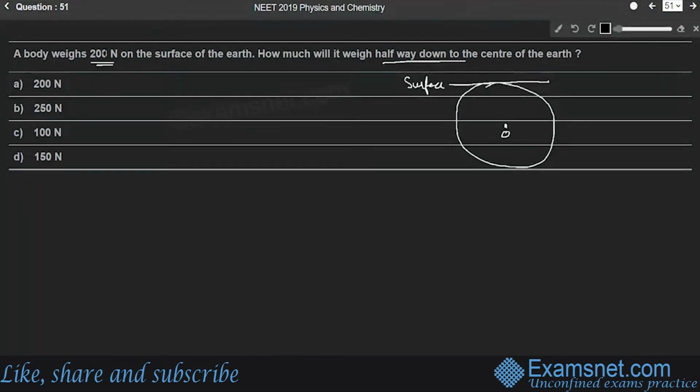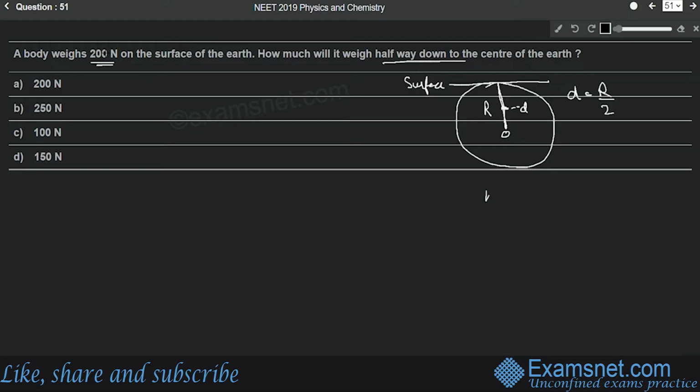So we have to find out the weight of a body at a point that is halfway down to the center of the earth. That means if we move down from the surface of the earth towards the center, then we have to find out the weight at a point. Suppose this is point D, that is halfway. That means if this is the radius, then this point D is half of the radius, so it is equal to R by 2.